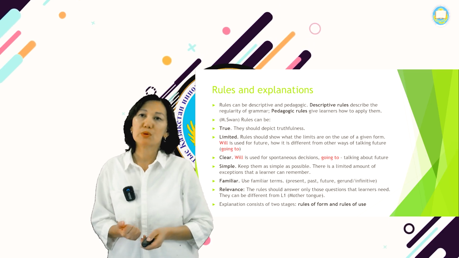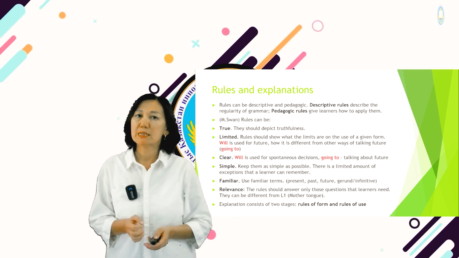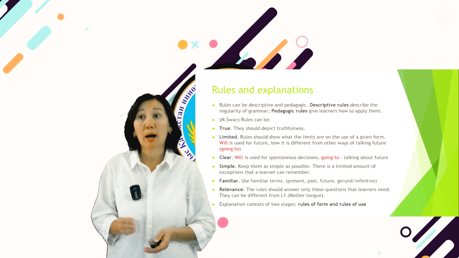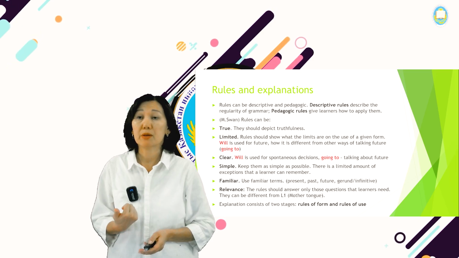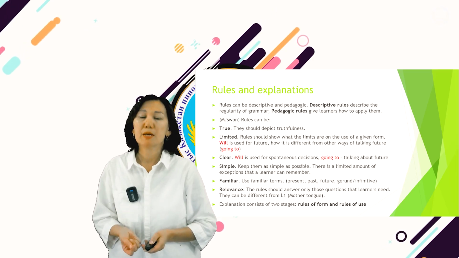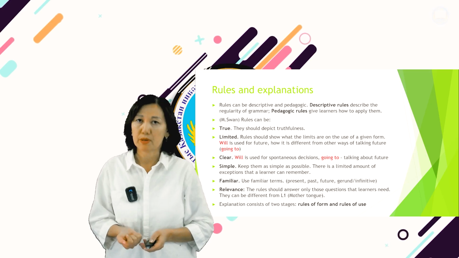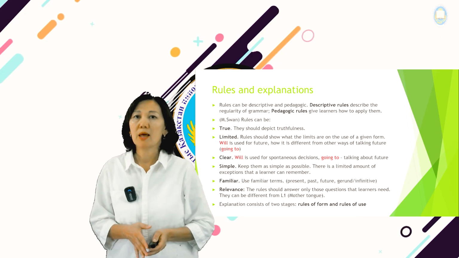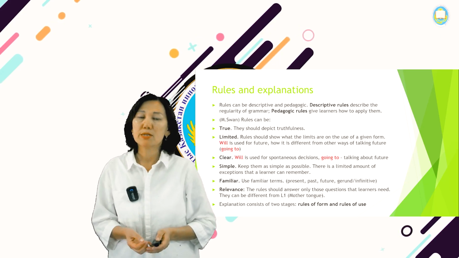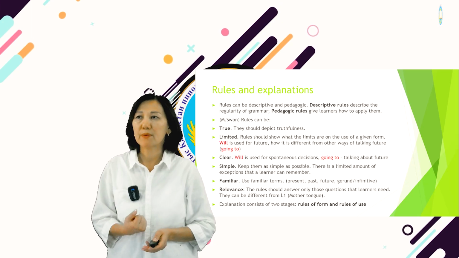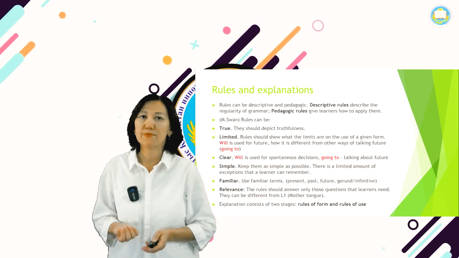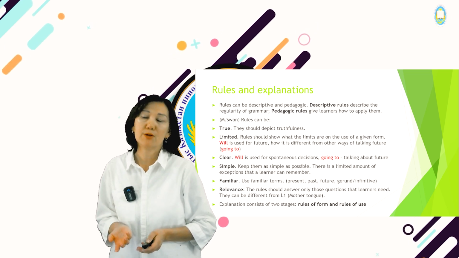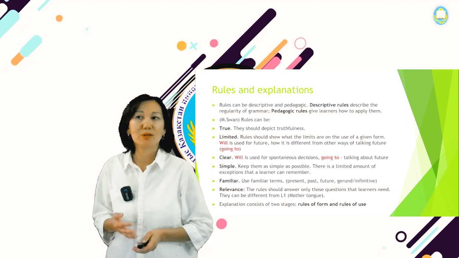The next one is rules should be clear. Will is used for spontaneous decisions, and going to for talking about the future. In this case, you highlight the communicative meaning of a grammar. The next one, rules should be simple. Keep them as simple as possible. There is a limited amount of exceptions that a learner can remember. And also, they should be familiar. Use familiar terms, for example, present, past, future, gerund, infinitive. Do not complicate, because learners cannot understand philological or linguistic terms.